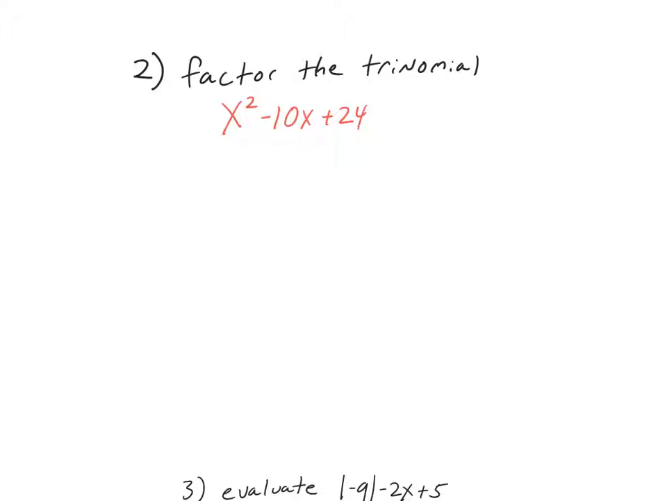Number 2 is asking us to factor the trinomial x squared minus 10x plus 24. So we're trying to think of two numbers that multiply to make positive 24 and add to make negative 10. And I'm thinking we could do 6 and 4.